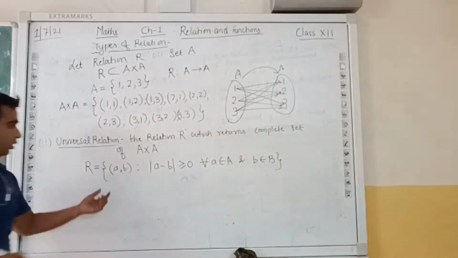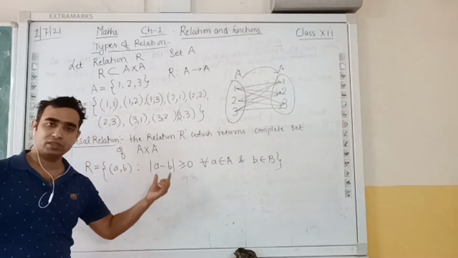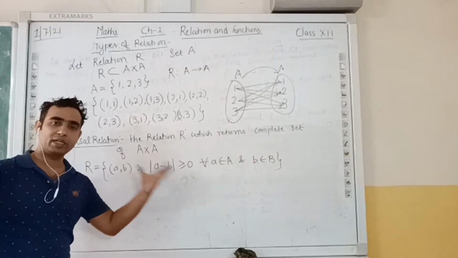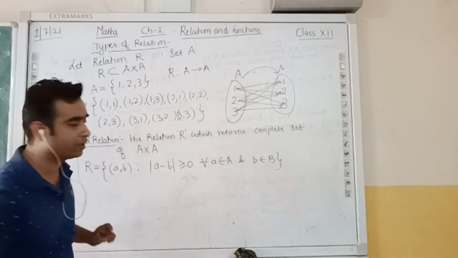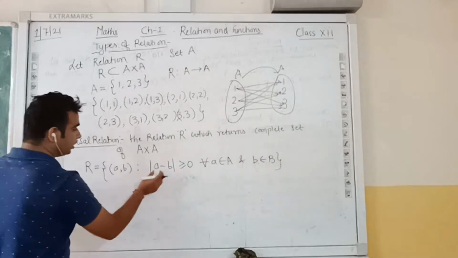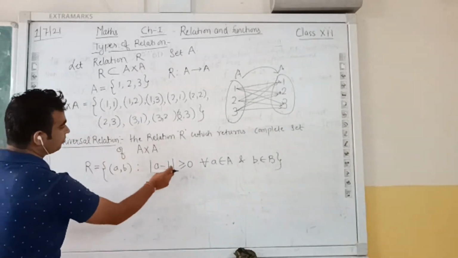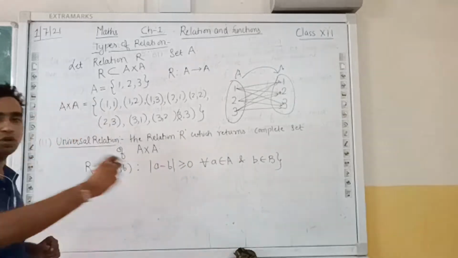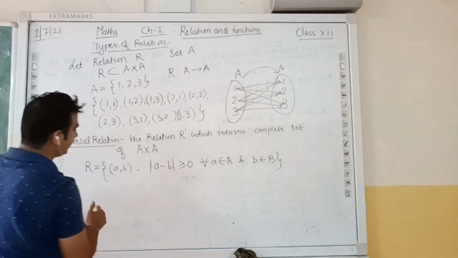Now, what do we understand by the mod of A? Mod always returns the positive value. If we are getting some negative value here, mod will convert that negative value into positive. So if we put any value from the set, A or B, then we always get a value which is either greater than 0 or equal to 0. So we can get all the values of the set A.